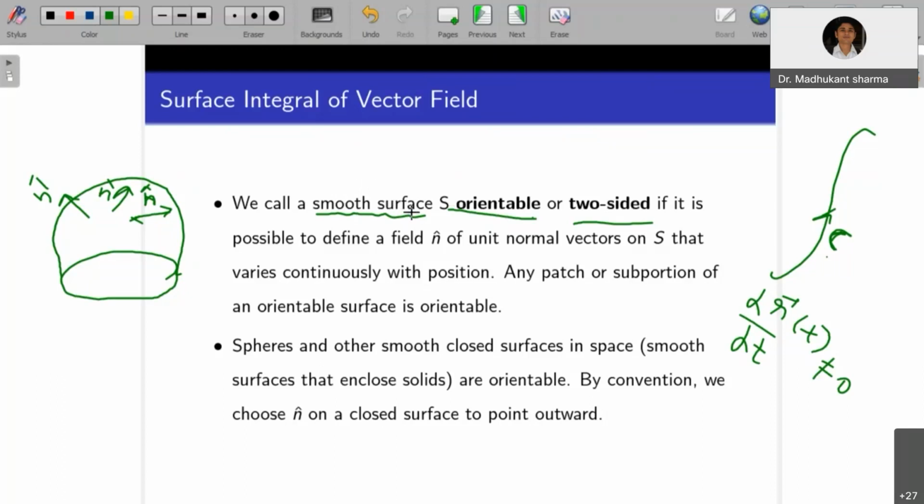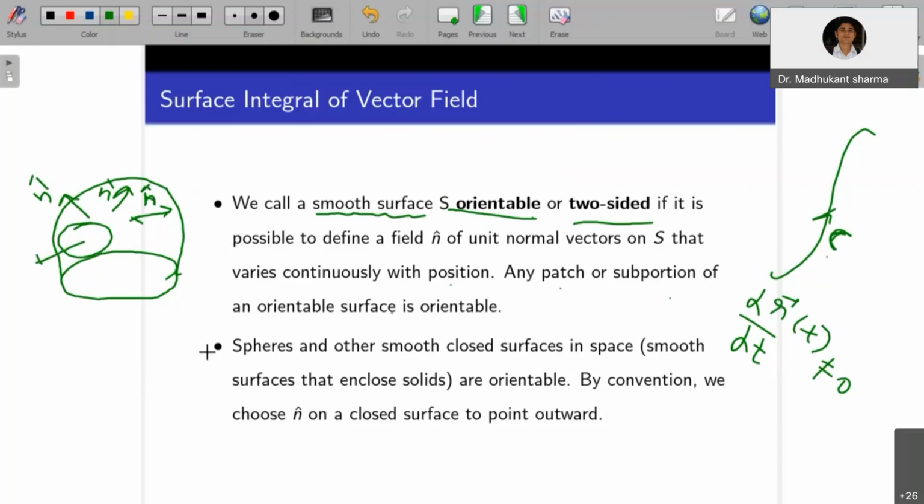We say that a smooth surface S is orientable, or two-sided, if it is possible to define a field of unit normal vectors n cap on S that varies continuously with position. Any patch or subportion of an orientable surface is orientable. That is very clear. If you take a small part of this hemisphere, like taking a cutter and cutting a hole here, the part which comes out is again an orientable surface.